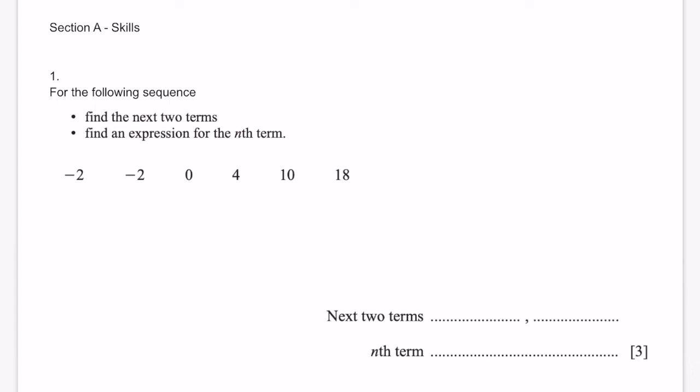Okay, so this question we're looking at sequences, and we basically start every sequence question the same way, and that's to find the difference between each term. So we're going to find what those differences are. So the first one here, we're not adding anything. The second one, we're adding 2. The next one, we're adding 4. And then we're adding 6. And then we're adding 8.